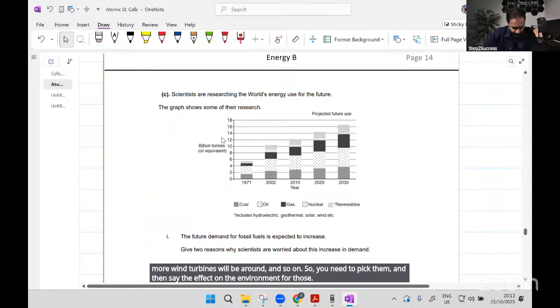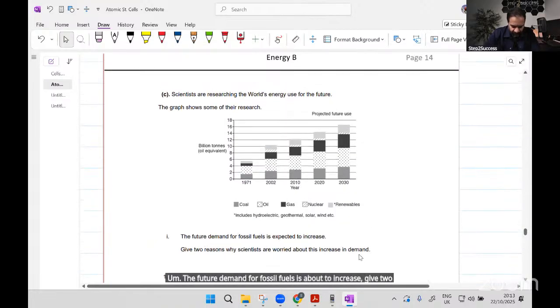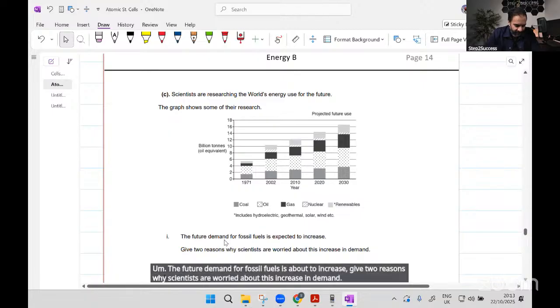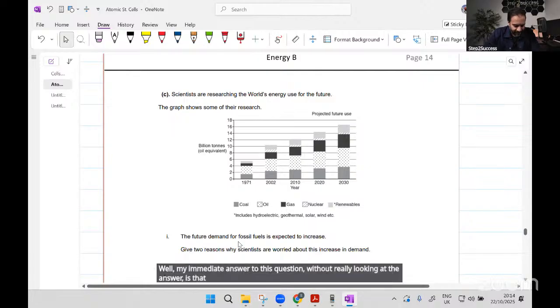The future demand for fossil fuels is expected to increase. Give two reasons why scientists are worried about the increase in demand. Well, my immediate answer to this question, without really looking at the answer, is that if there is more demand for fossil fuels, that means more people want fossil fuels. Why is that something to worry about?